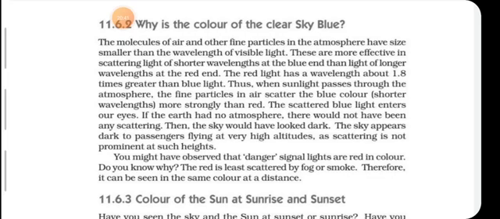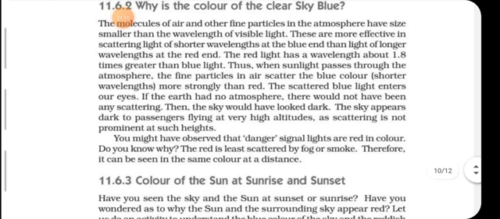The red light has a wavelength about 1.8 times greater than the blue light. Thus, when sunlight passes through the atmosphere, the particles in the air scatter the blue light more strongly than the red. The scattered blue light enters our eyes.